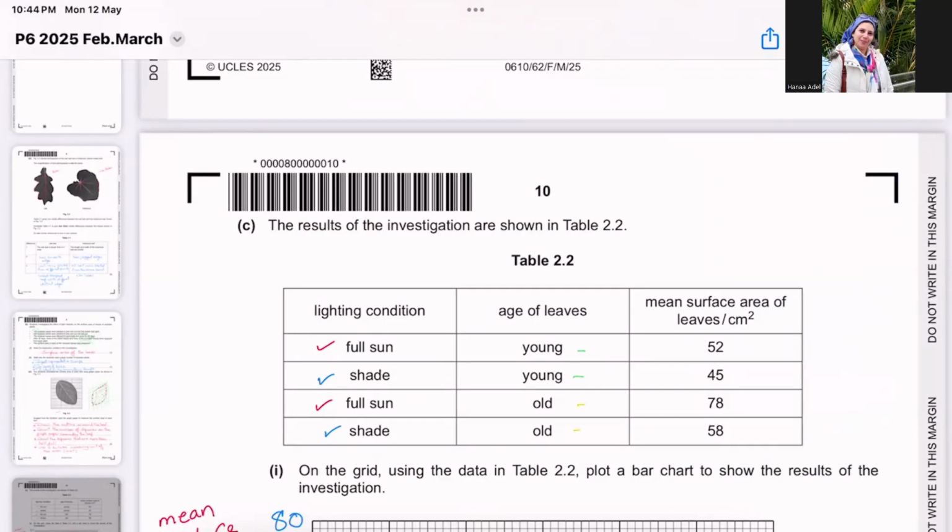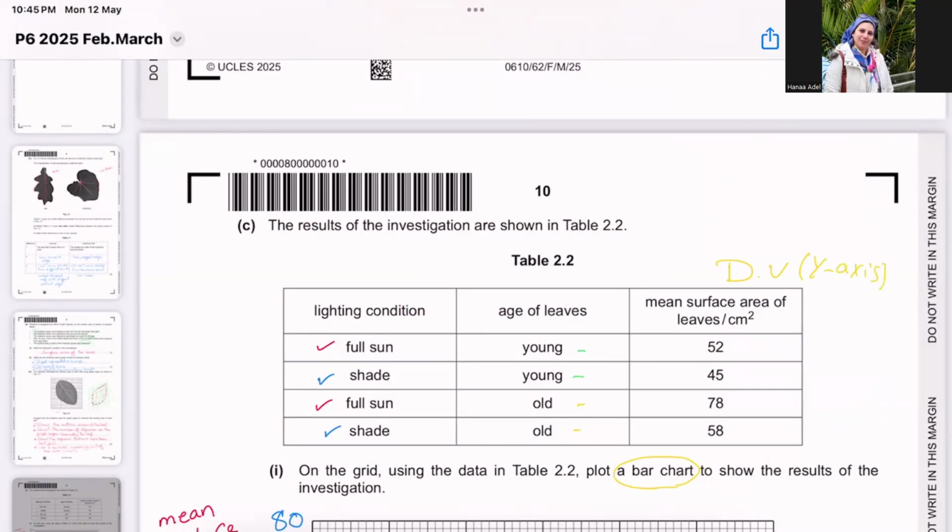On the grid, using the data in the table, plot a bar chart to show the result of the investigation. Now, how can we draw the bar chart that includes two data, and what are we going to write on the x-axis and y-axis? So in front of us, two conditions. Which one of them will be written on the x-axis, and which one on the y-axis? Mean surface area of leaves, we know that this is the dependent variable, so we will draw it on the y-axis.